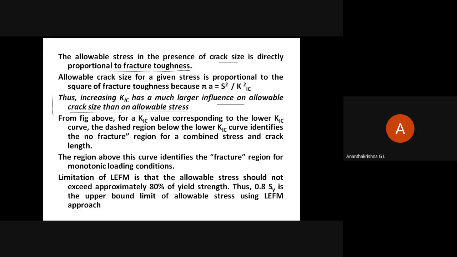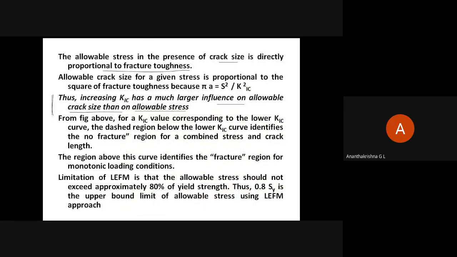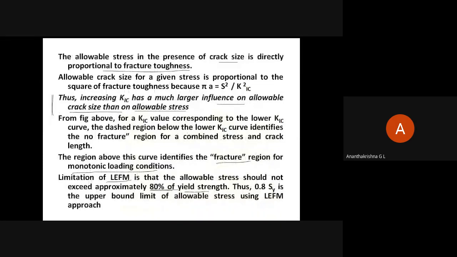So, as the KIC is more and more, okay, so this is higher KIC, which has more and more influence on stress. And the region above the curve identifies the fracture region for monotonic loading condition. Again, a limitation of LEFM is that the stress induced should be less than the yield strength by 80%. So that is what you have got, 0.8 SY here. One of the limitations that we learned in previous classes was that in LEFM, the stress induced should be less than the yield strength. That is reiterated here: it should not exceed 80% of yield strength.